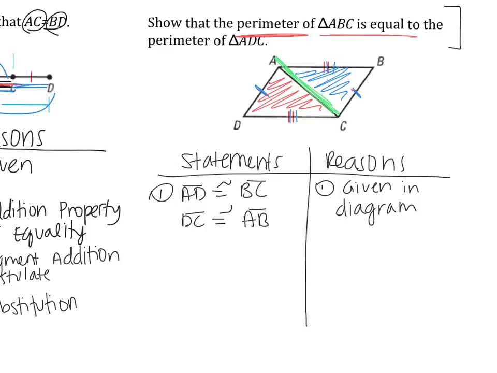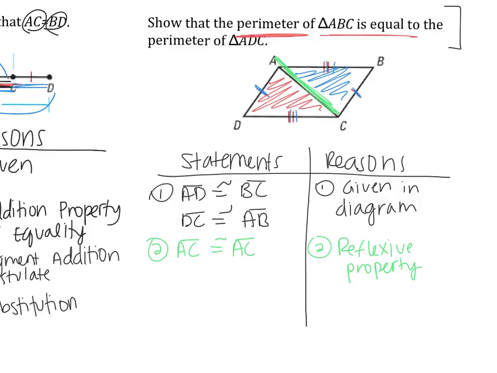Now, both triangles share that side. So that's my next statement. I know that AC is congruent to AC. So this is a reason we haven't used before. Any object is always equal or always congruent to itself. That's called the reflexive property. Any object is always equal to itself, so that's what we did on the previous page.